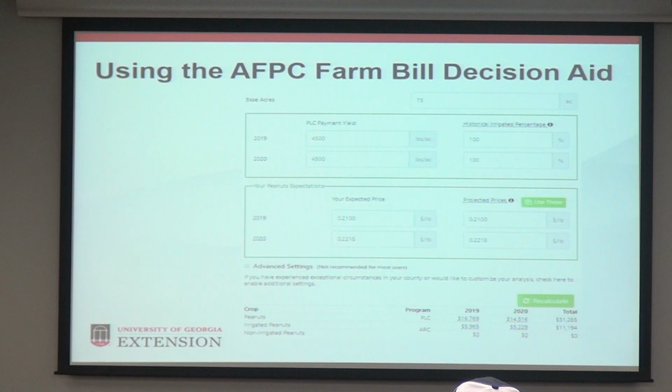And you see there then at the bottom for peanuts, the difference between the PLC program and the ARC program. Of course, no payment on the non-irrigated peanuts. It would be expected because I assumed 100% irrigated. And you see there certainly the preference would be towards that PLC program, which is what we would really expect given that reference price.